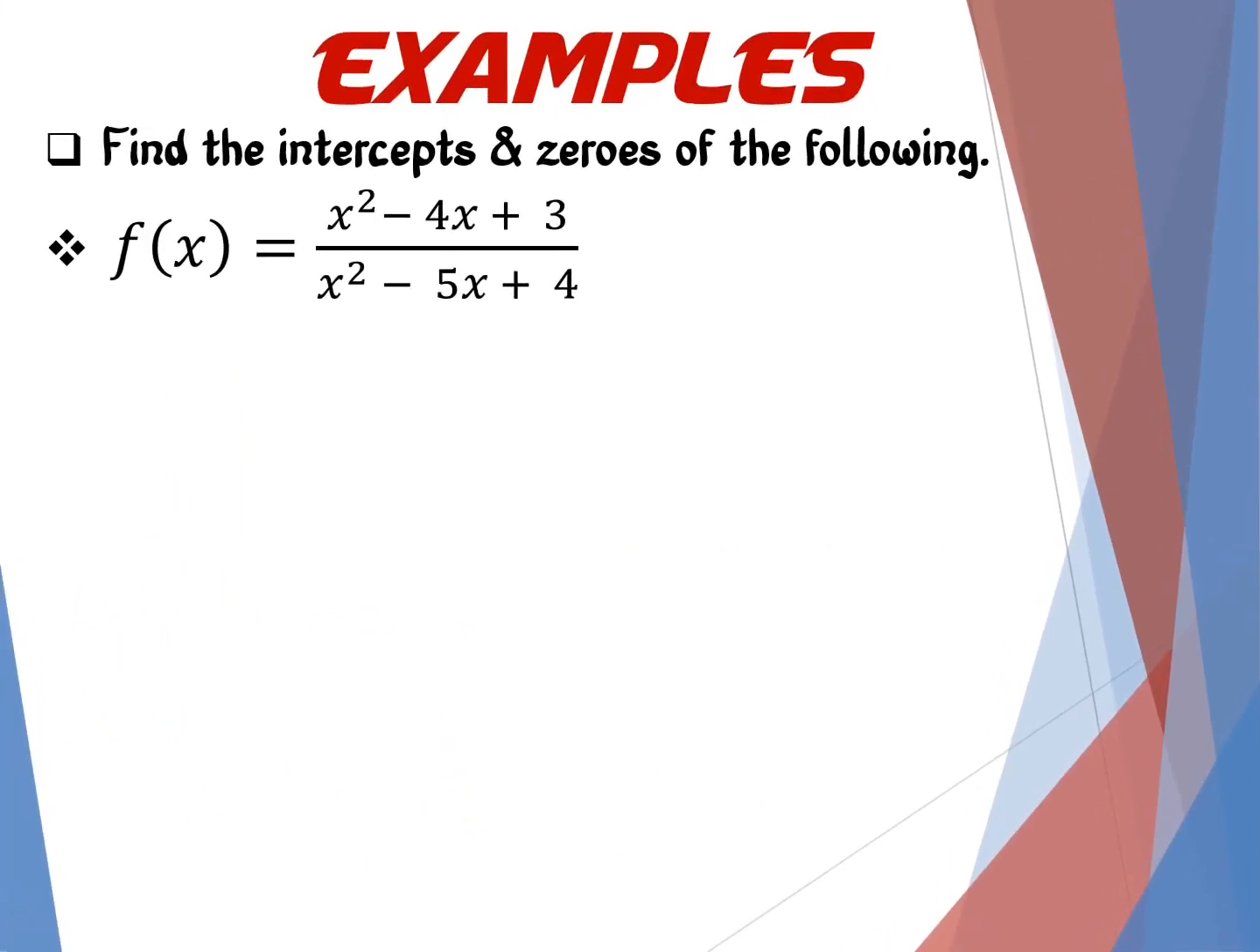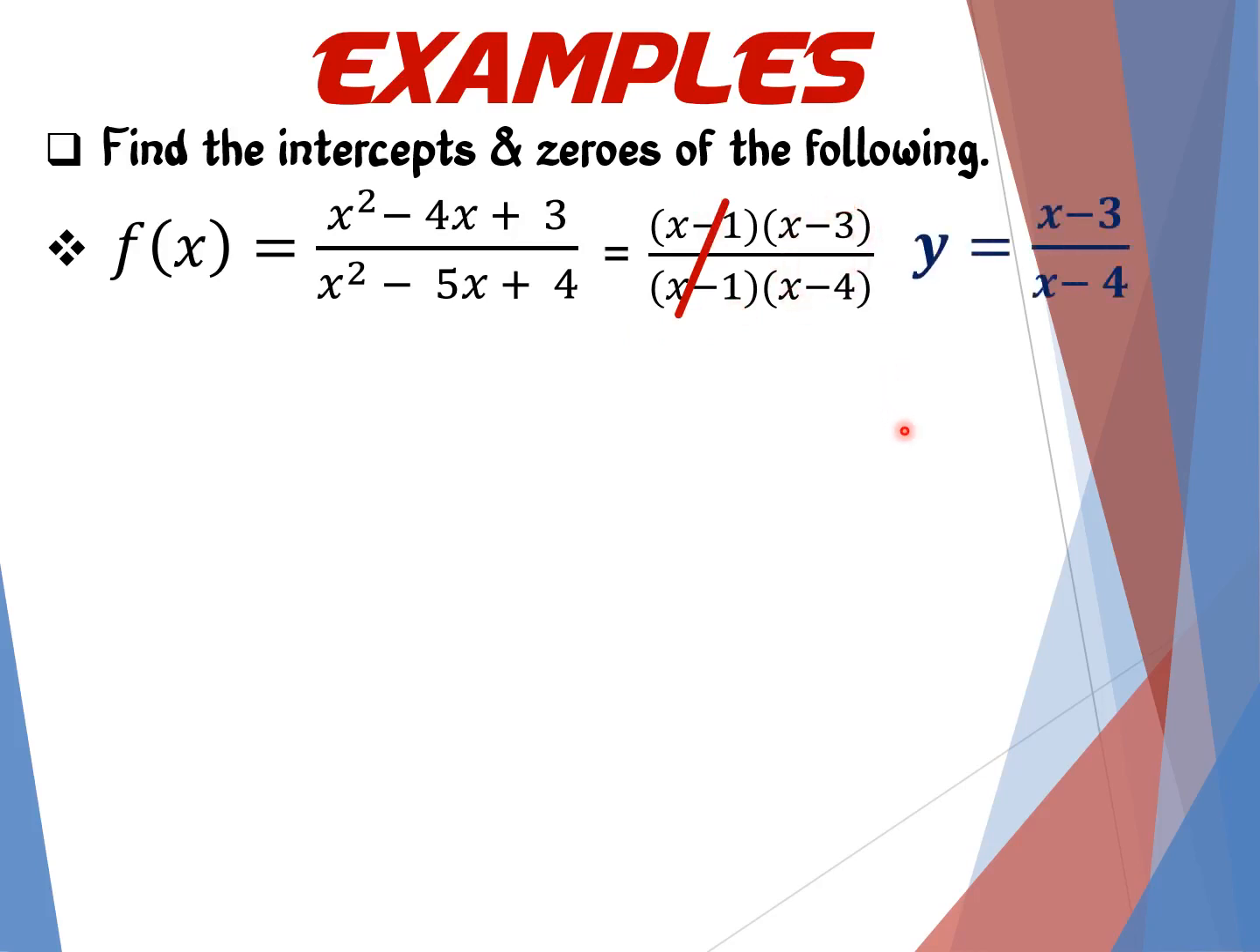Okay, let's have another example. This one, again, you have x squared minus 4x plus 3 over x squared minus 5x plus 4. The first thing that you're going to do is to factor this out and reduce to lowest terms. We can factor this as x minus 1, x minus 3, and x minus 1, x minus 4. So we cancel x minus 1. So the reduced function will be x minus 3 over x minus 4.